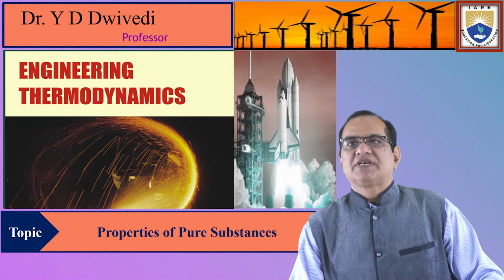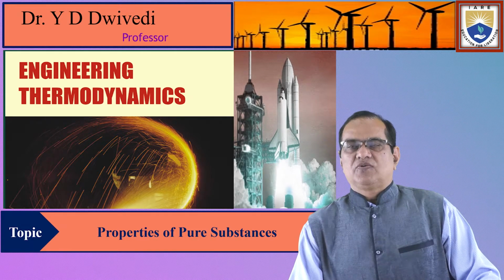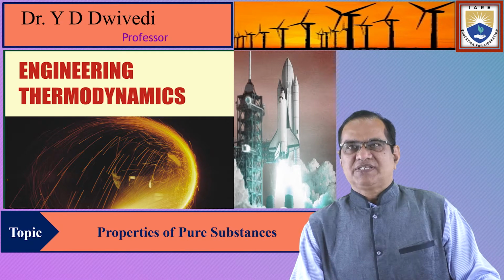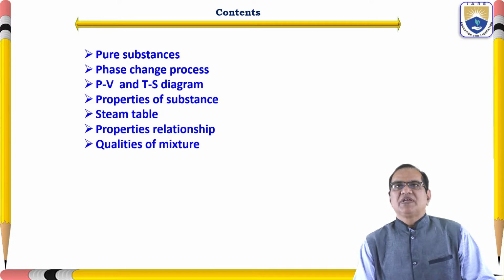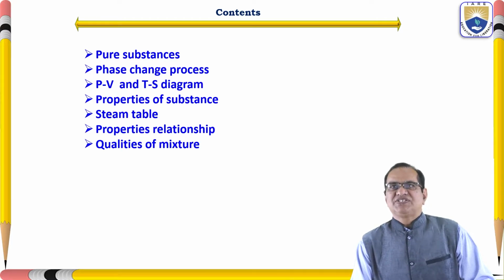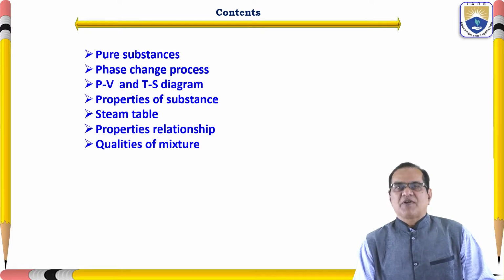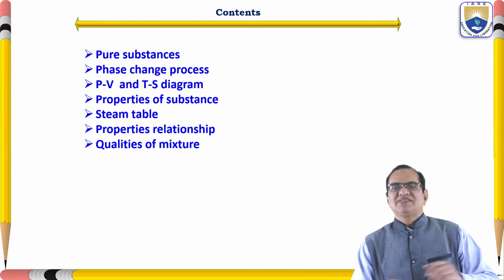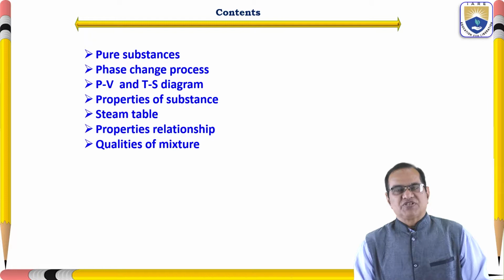Today my topic is properties of pure substances. These are the topics I am going to cover today: first, pure substances; then the phase change process, the PV and TS diagrams of the phase change process, properties of substances, a glance at the steam table, property relationships, and quality of a mixture.